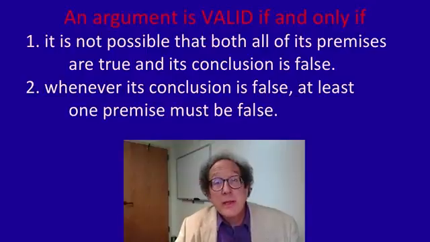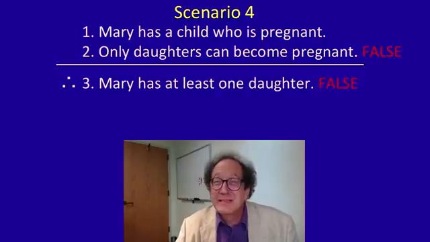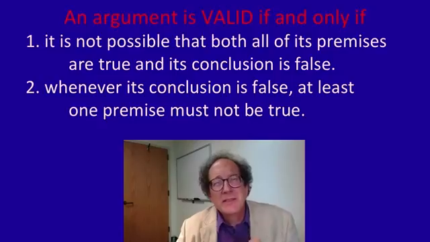We can apply this new account of validity to the same old example. It's got to be the case that if Mary doesn't have a daughter, then she doesn't have a child who is pregnant, or else there are at least some children who are pregnant who are not daughters. So notice in this case, you're reasoning back from the falsehood of the conclusion to at least one of the premises has to be false.